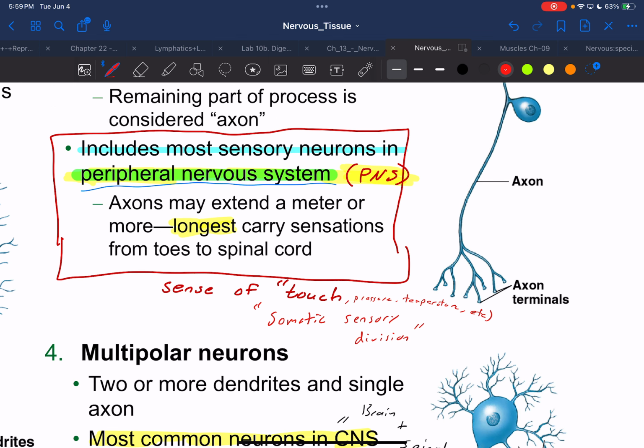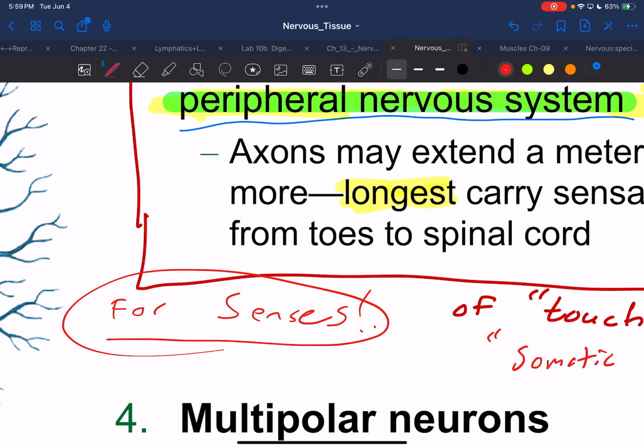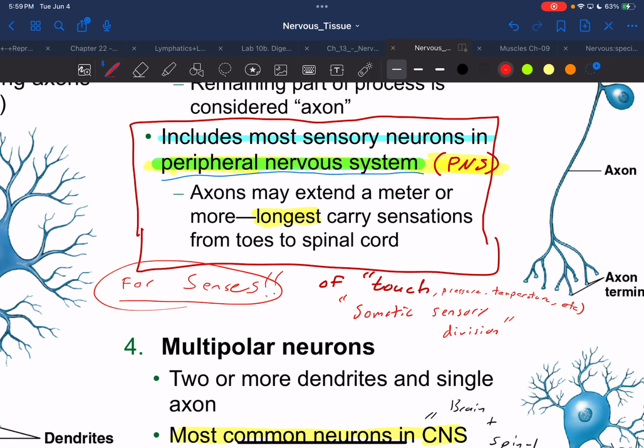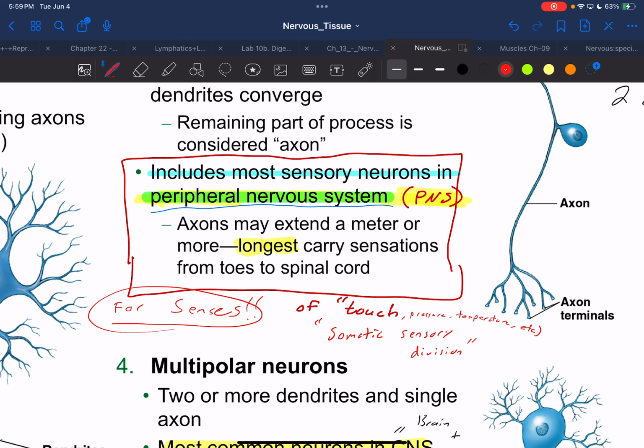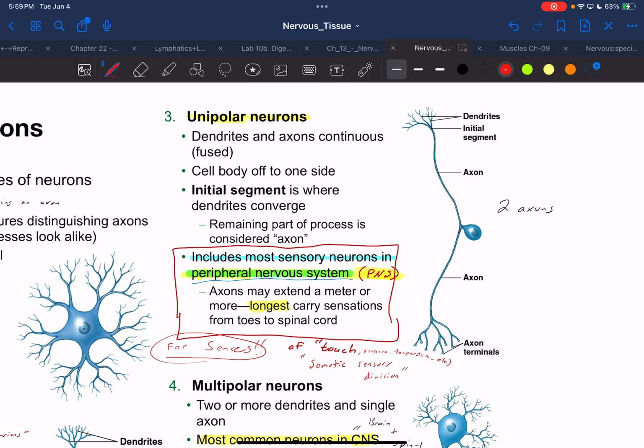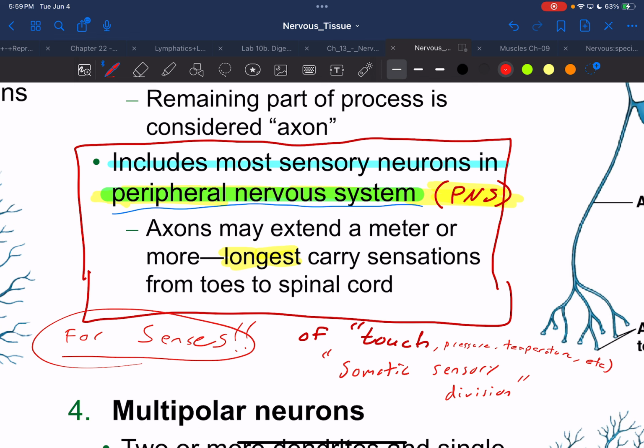But those are found mainly for the senses. And remember, senses mean those touch, pressure, pain, and the other one. So I'm just going to write senses. And I'm writing upside down. So, emphasis, for senses. Not special senses. Although I believe that they might exist in some of them, but mainly only in PNS. Mainly only in PNS.